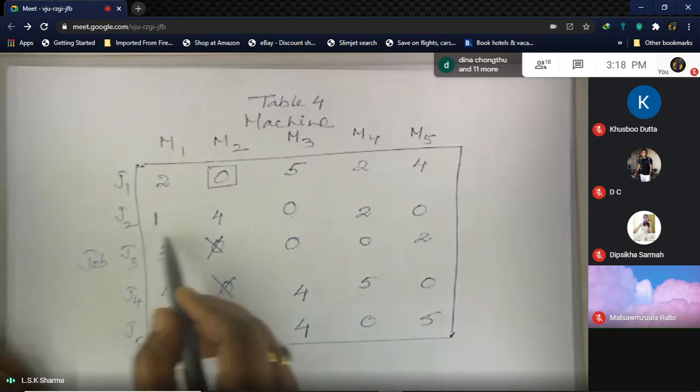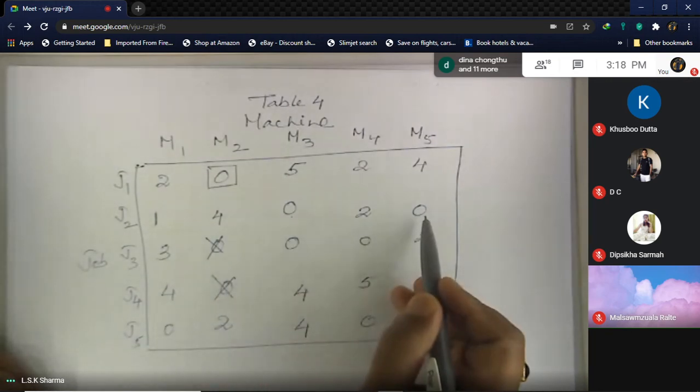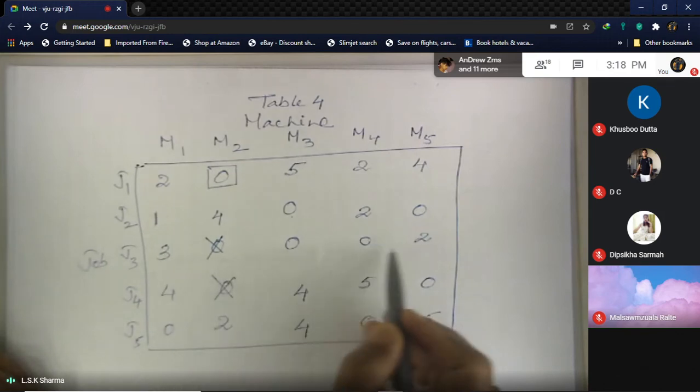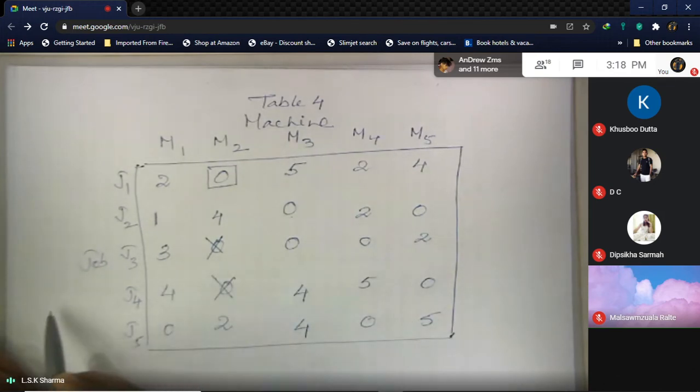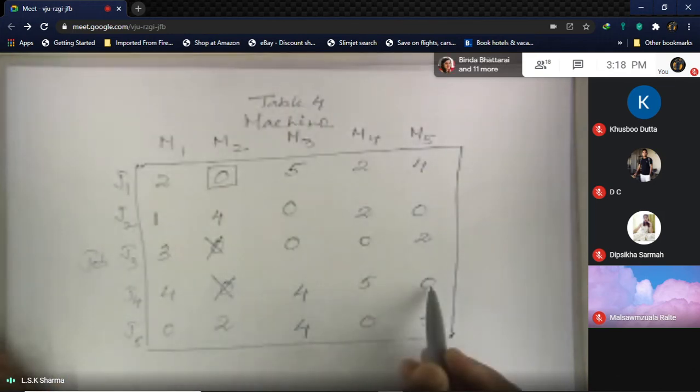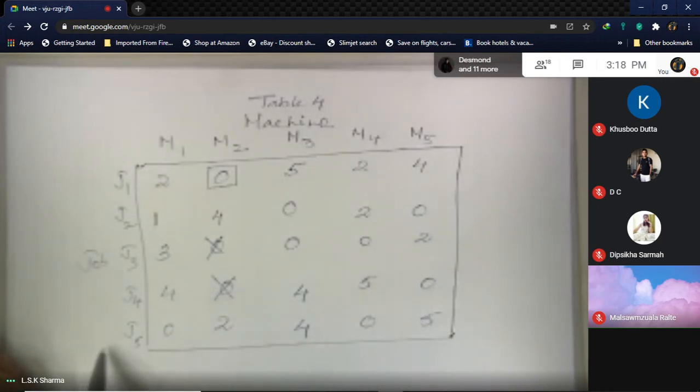Similarly, second row, is there a single 0? No. The third row, single 0? No. The fourth row already has a crossed out one, although there is a single 0, so I'll leave it out for the time being. Then J5 also has 2 zeros, so I cannot do anything.